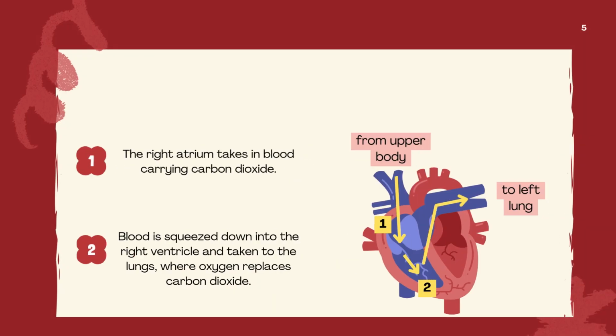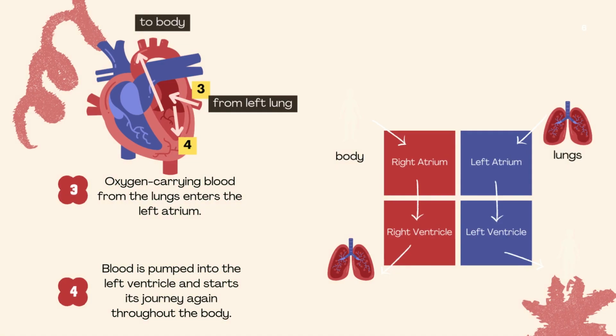The right atrium takes in blood carrying carbon dioxide. Blood is squeezed down into the right ventricle and taken to the lungs, where oxygen replaces carbon dioxide. Oxygen-carrying blood from the lungs enters the left atrium. Blood is pumped into the left ventricle and starts its journey again throughout the body.